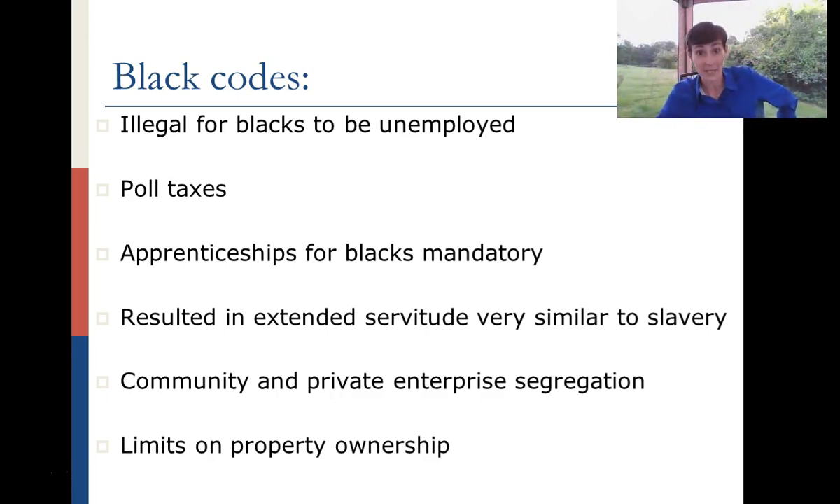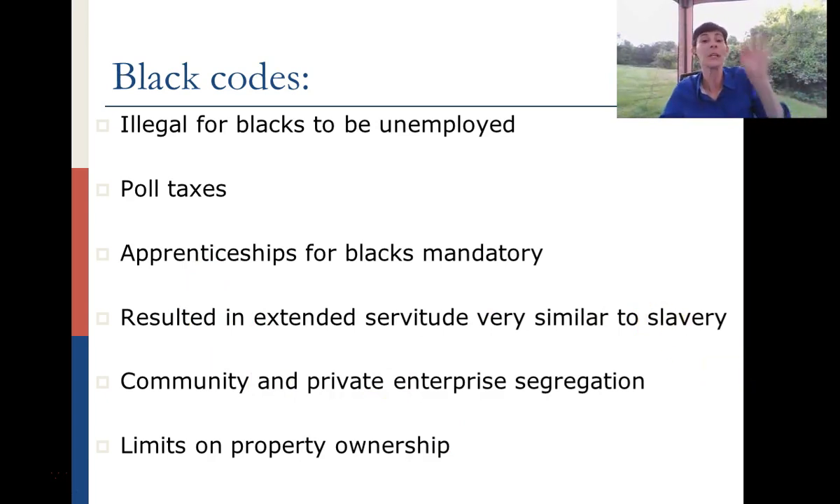Then there were poll taxes. So yeah, you got the right to vote, but when you show up to the polls, you have to pay this ridiculous tax, okay? Now, if by some miracle you got the money to pay the tax, well, they found a way around that too, because after poll taxes, they added literacy tests, which no white person could ever pass. But they made it so hard on purpose so that black people couldn't vote. So they were actively denying black people the right to vote that way. And all of this resulted in extended servitude that was very similar to slavery.